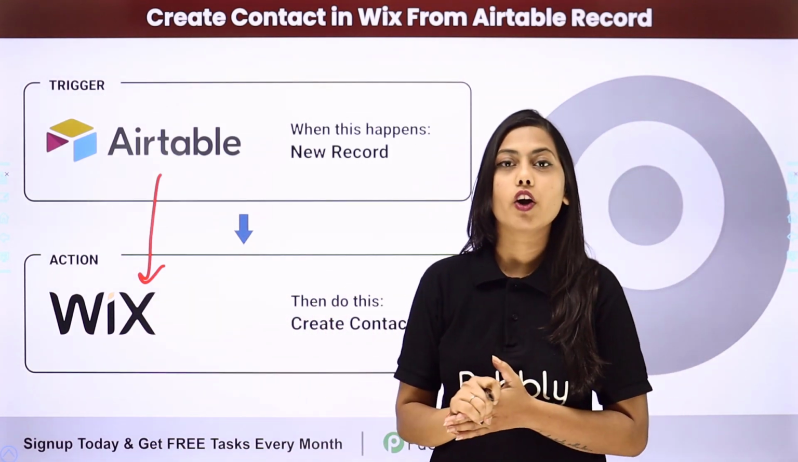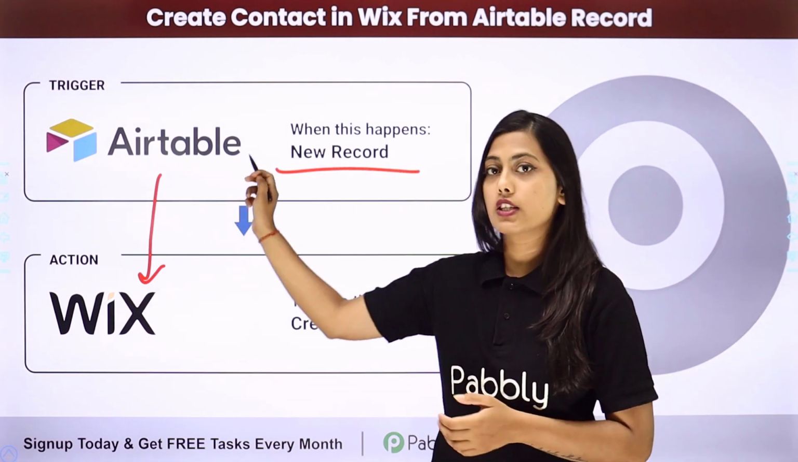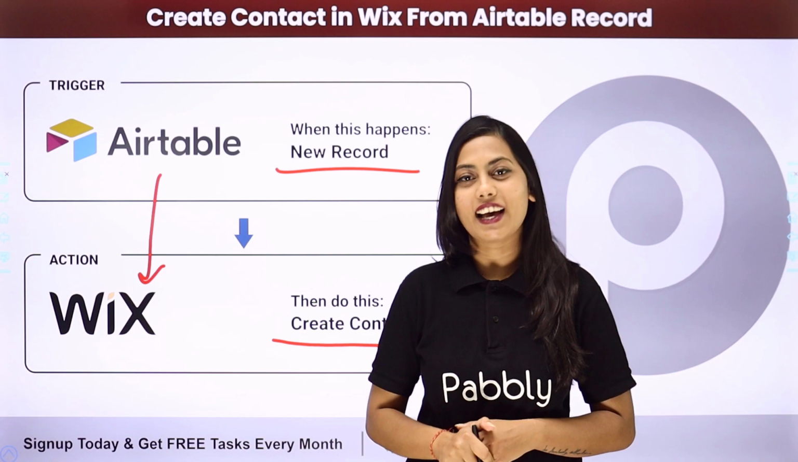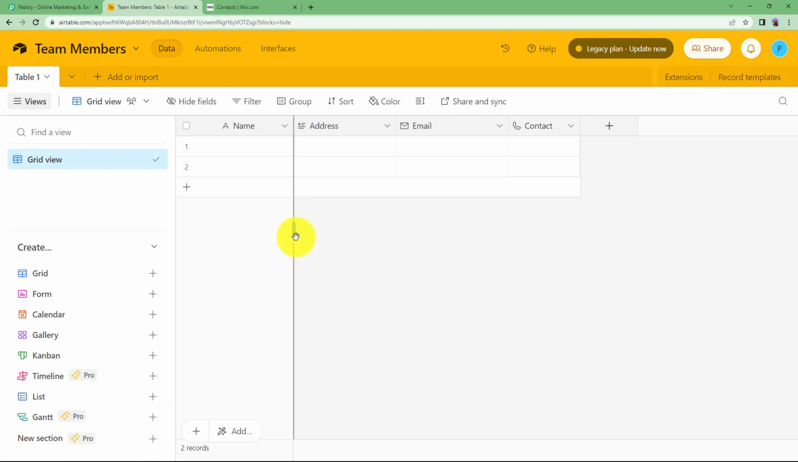So we will be creating an automation with the help of Pabbly Connect, where our trigger will be new record in Airtable and our action will be create a contact in Wix. Let us learn how to do that. So let us learn how you can create contacts in Wix from the record in Airtable.